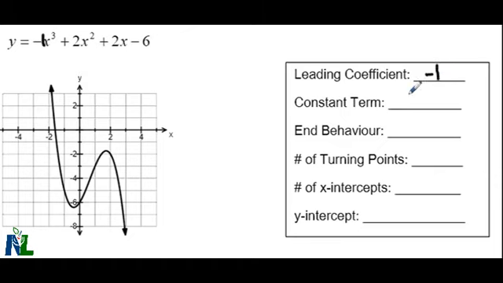The constant term here is the part of the equation or function that doesn't have a variable. So in this case, it would be a negative 6. And we can see that represented here as well in the graph, because the function crosses at negative 6.